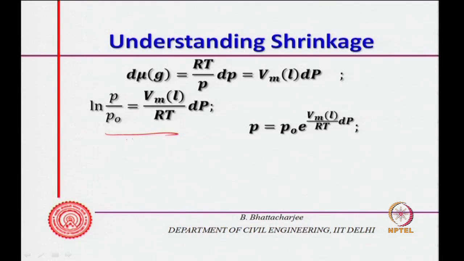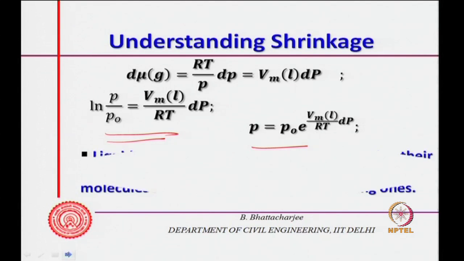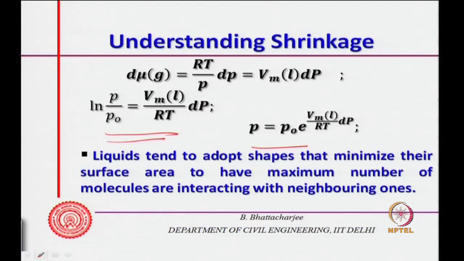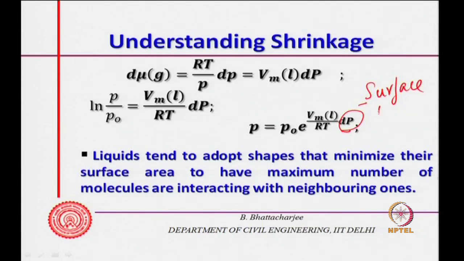Okay, so algebraically we can write it like this: P by P0 equals e to the power Vm L by RT dP. Right. Now, liquid. We are looking at situations where this vapor pressure, this dP, can change because of surface tension.